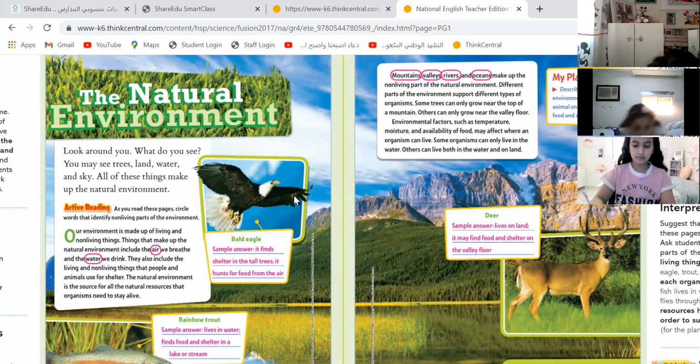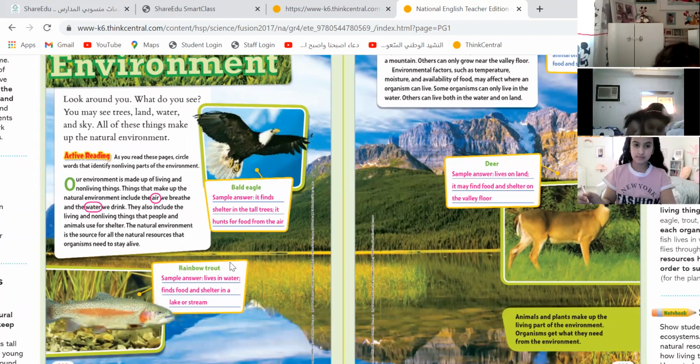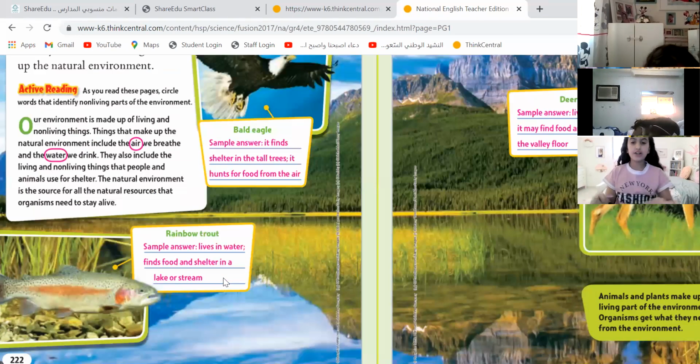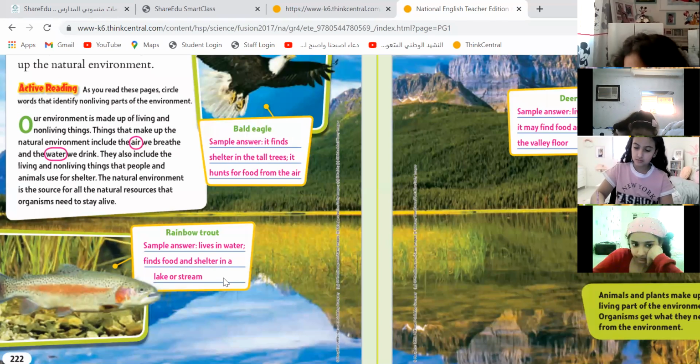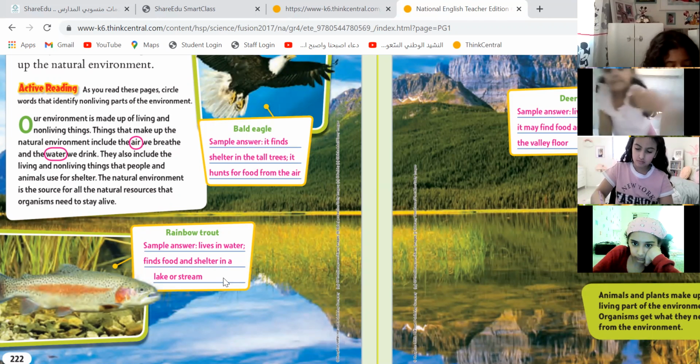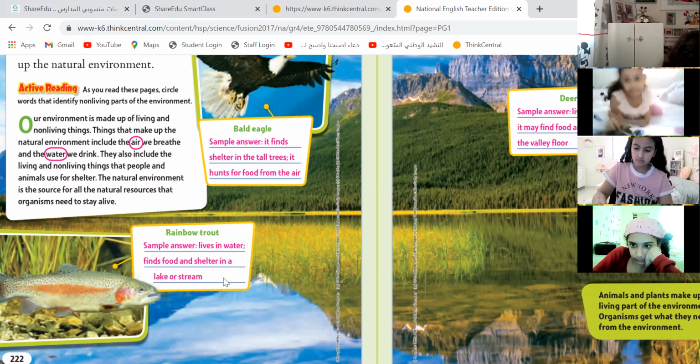What about the rainbow trout? Look at the rainbow trout. It's a kind of fish. Teacher, I didn't see it. It was blending in. Oh, sorry. Now this small fish lives where? In water. Yeah, and it finds other fish. Excellent. It finds shelter and food in a lake or a stream. So it uses the natural world for shelter and food, just like us.